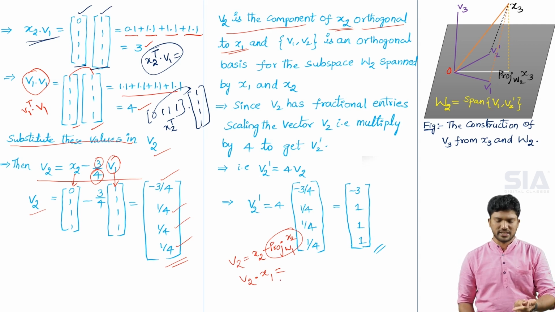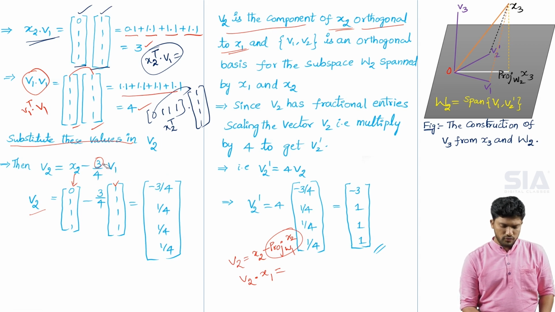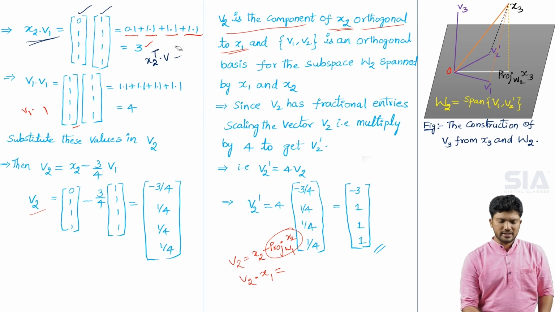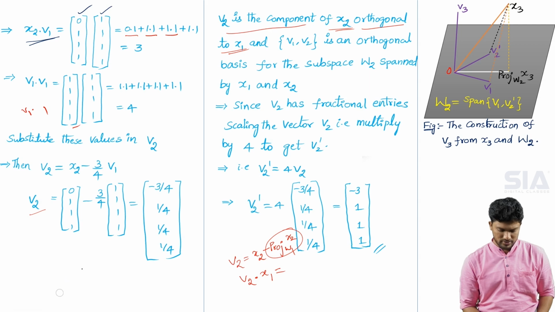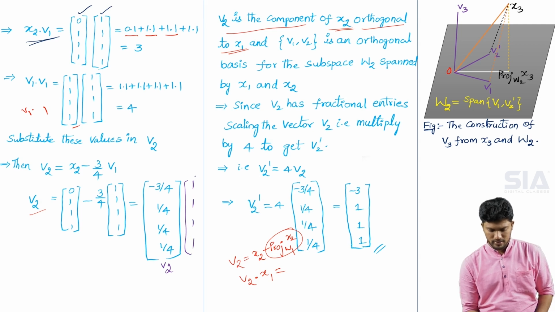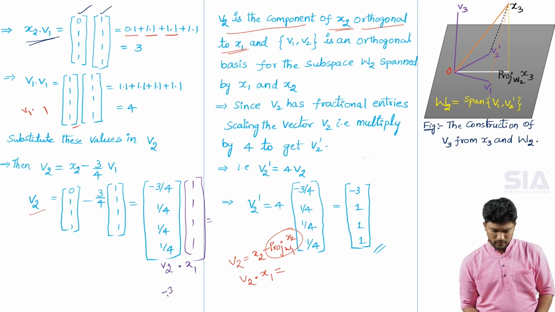So you can also cross check. Already here we have the vector V2. If you multiply it with V1, then you will get that product value equal to 0. So you can cross check that value also. Already we have V2 directly and you can multiply with V1, 1 1 1 1, where V1 is nothing but x1 only. So V2 into x1, then you will get minus 3 by 4 plus 1 by 4 plus 1 by 4 plus 1 by 4.